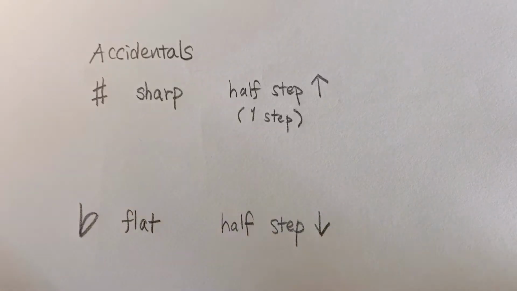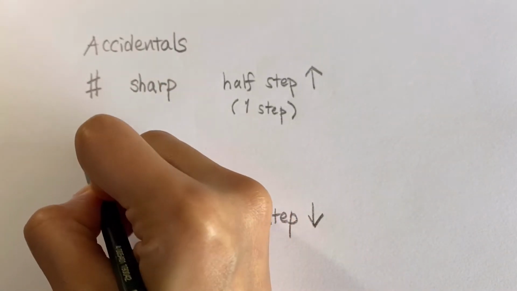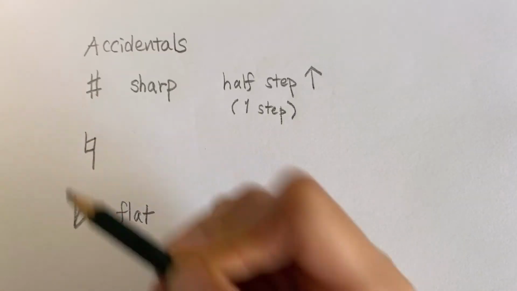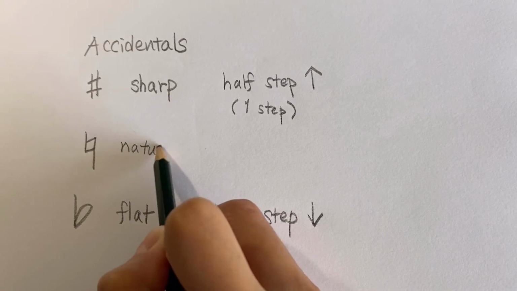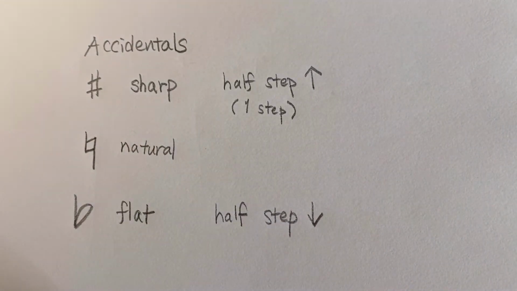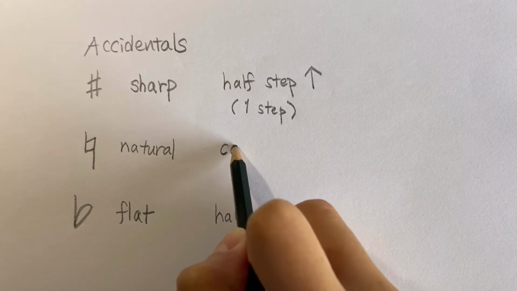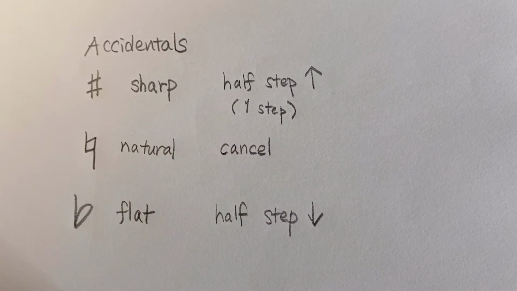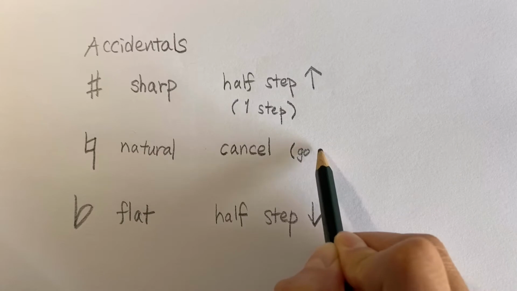Next is the natural. Natural looks like this. N-A-T-U-R-A-L, natural. Natural means cancel all the previous accidentals. So that means go back to the natural status, which is the original.